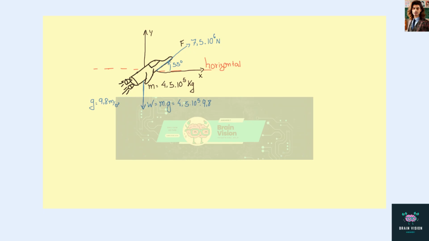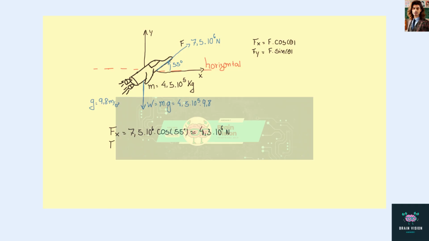Remember that for the x component we have the magnitude times the cosine of the angle between the force and the horizontal axis. For the y component, we have the magnitude times the sine of the angle between the force and the horizontal axis. Therefore, F component x is equal to 7.5 times 10 to the sixth times the cosine of 55 degrees, which gives us approximately 4.3 times 10 to the sixth newtons.